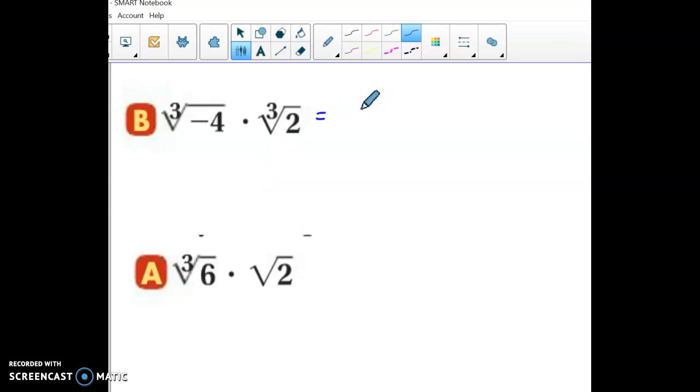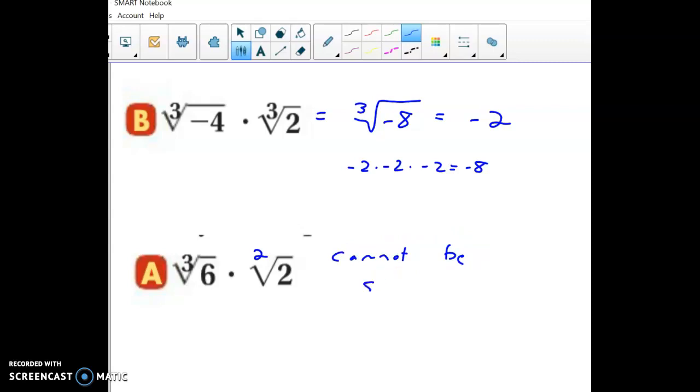All right, so letter B, hopefully you had a chance to try it already, becomes a single third root and negative 4 times positive 2. And then remember that you can have a negative radicand if it's an odd index. So this one actually comes out to equal negative 2. 8's a perfect cube, and negative 2 times negative 2 times negative 2 gives us negative 8. So the cube root of negative 8 is negative 2. Next one, the index is an invisible 2 if it's not written there. So this one cannot be simplified, and that again comes from these indexes not matching.